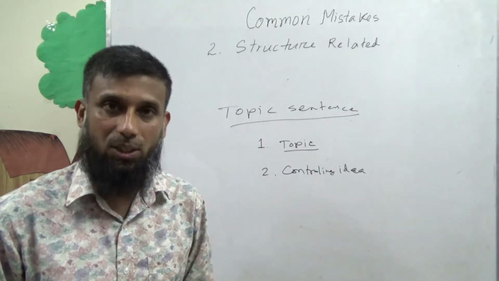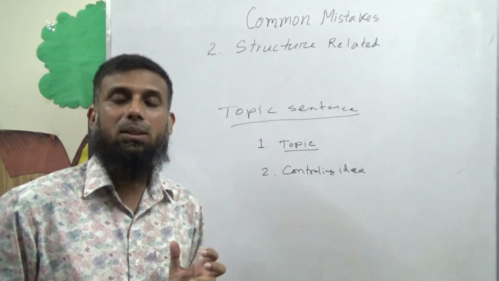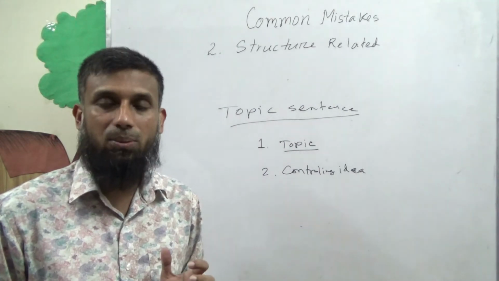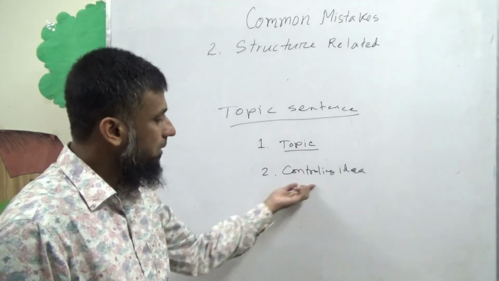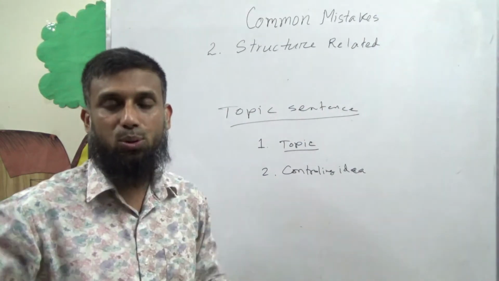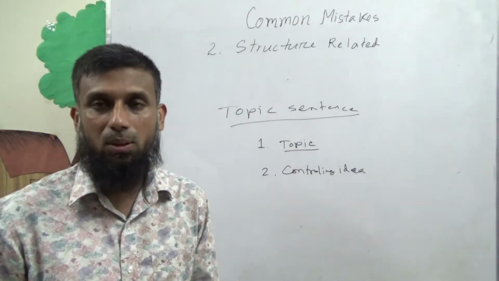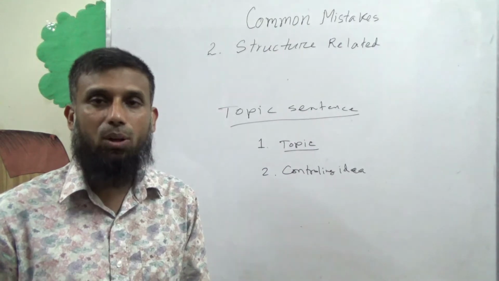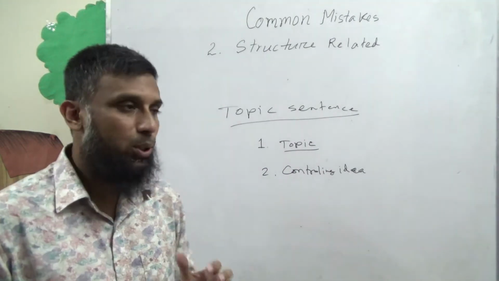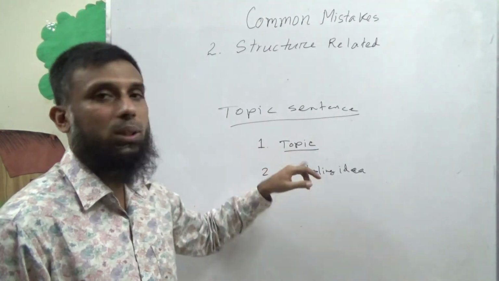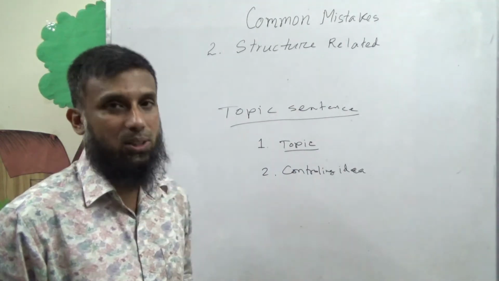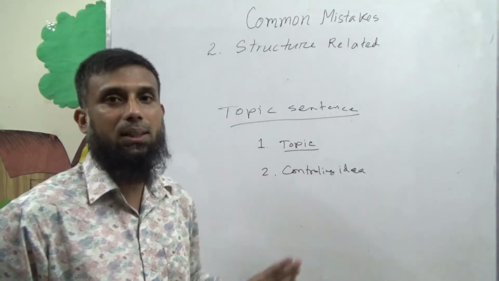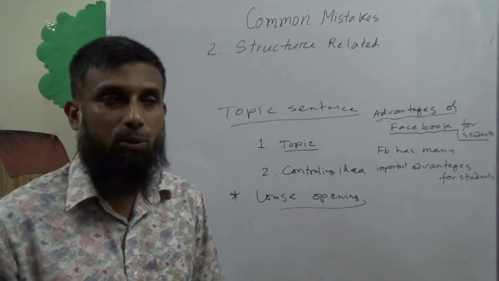It has a stand. So the writer takes a stand that this should be like this, and this idea controls all the paragraphs and all the sentences in a paragraph, or all the paragraphs in that essay. But unfortunately we find that sometimes the topic sentence has only a topic, it doesn't have any controlling idea, or vice versa. It has only a controlling idea, but it doesn't relate to the topic. Okay, let me give you an example.